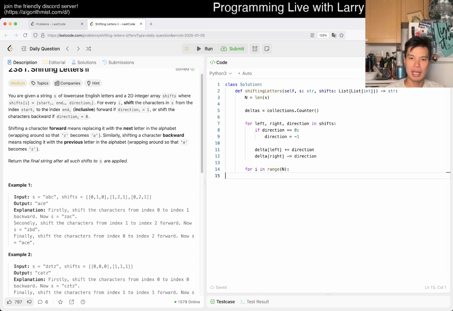Yeah, and these are going to be inclusive, so this should be good. And now here we have current is equal to s of i, so that's the current character, right? Maybe we convert it to the ordinate so that we get the offset from A. So it basically maps this from 0 to 25. And then we can just add delta sub i, right?